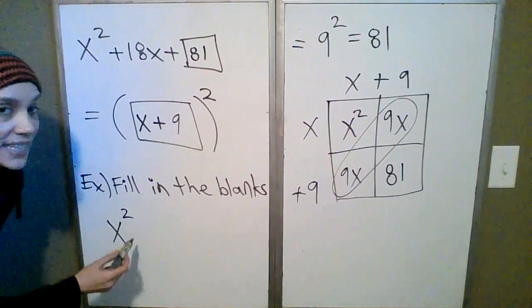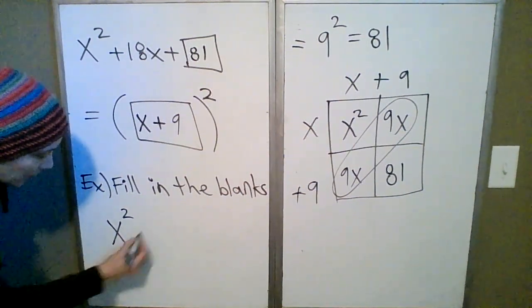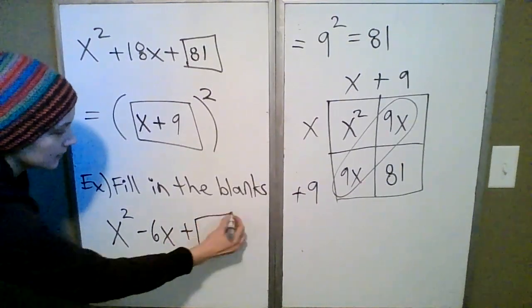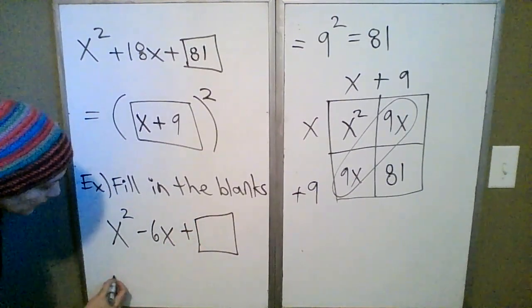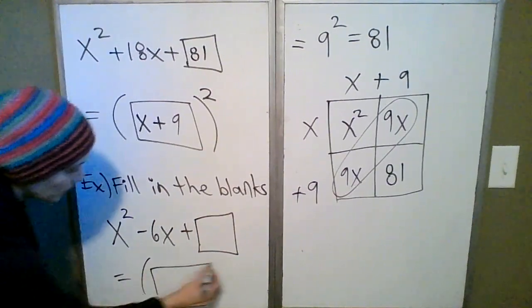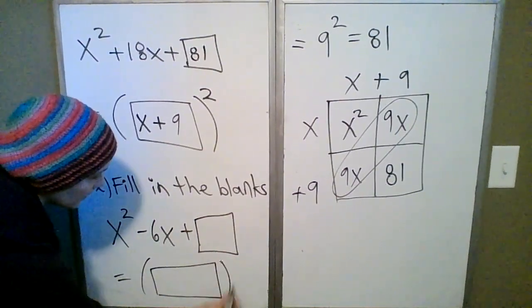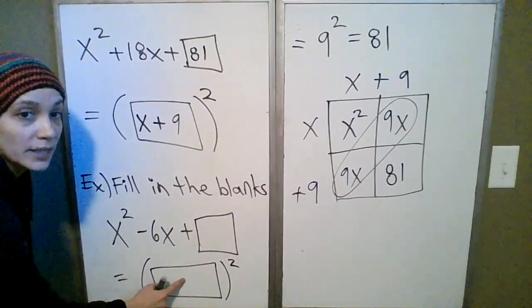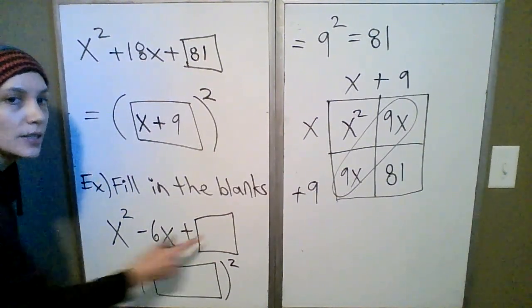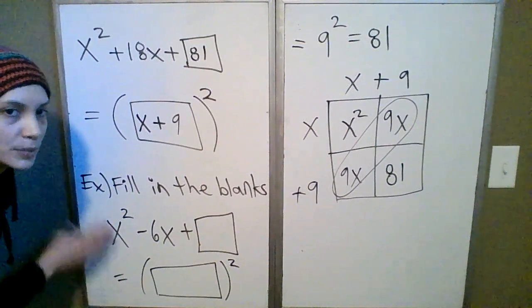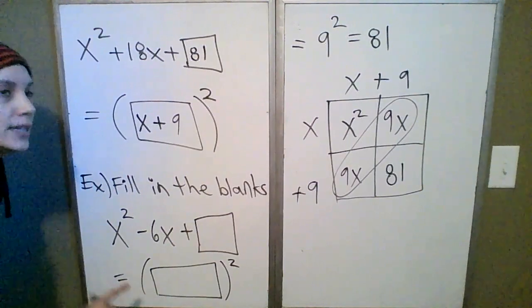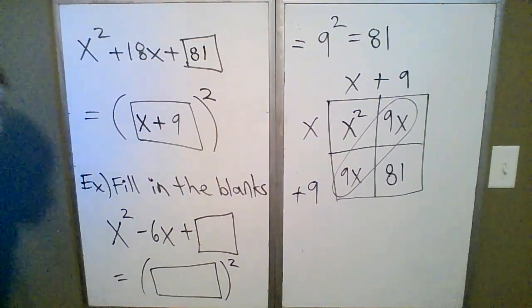x squared minus 6x plus blank would be equal to something squared. So this blank and this blank. I'm going to start with this number. So what you're doing from here to here is completing the square. And the number you have to add to complete the square is b over 2 squared.